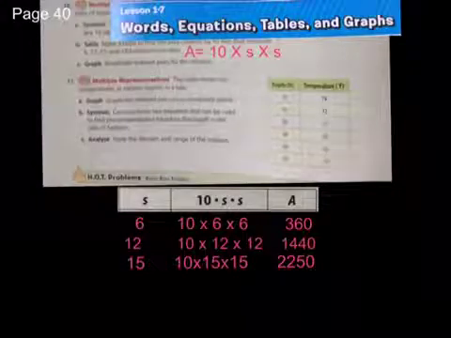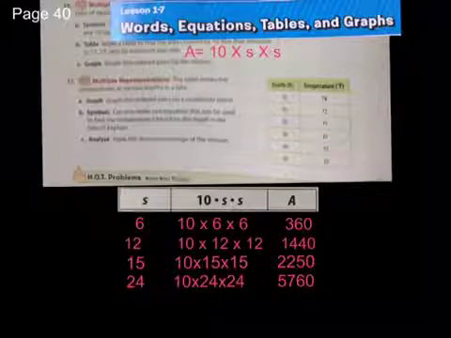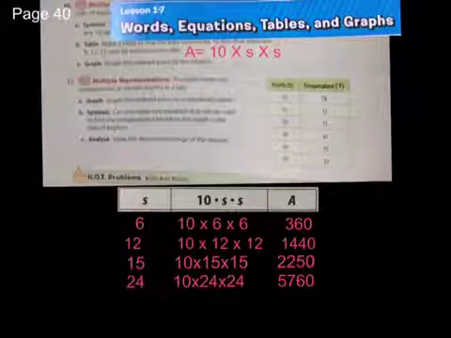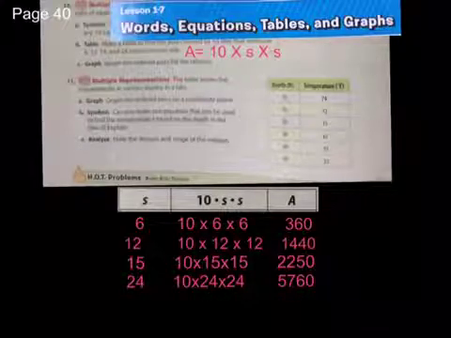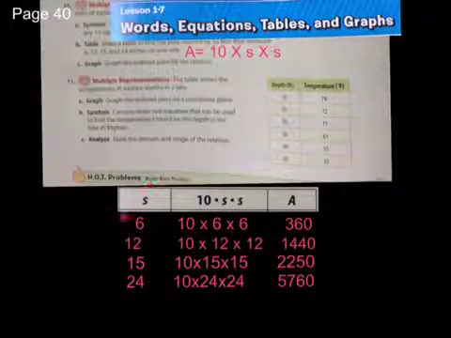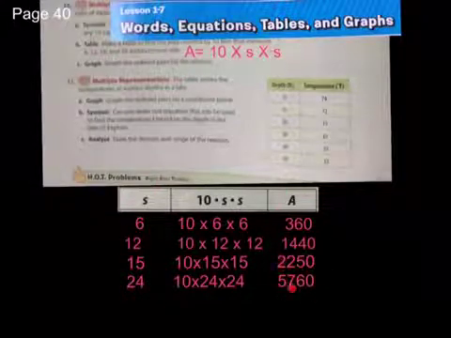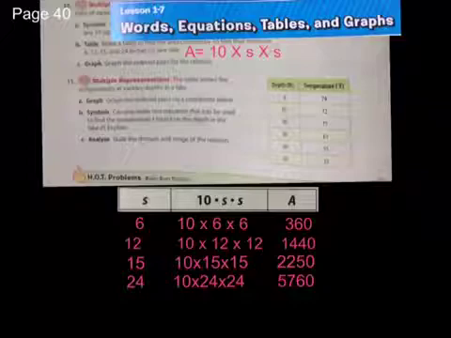And the last one, 24. Okay, same as before. So 24 equals 10 times 24 times 24, which is 5,760 again. 24 times 24 is 576 times 10, you add the 0. And now we have our domain and our range. This was just to show how we went from domain to range.